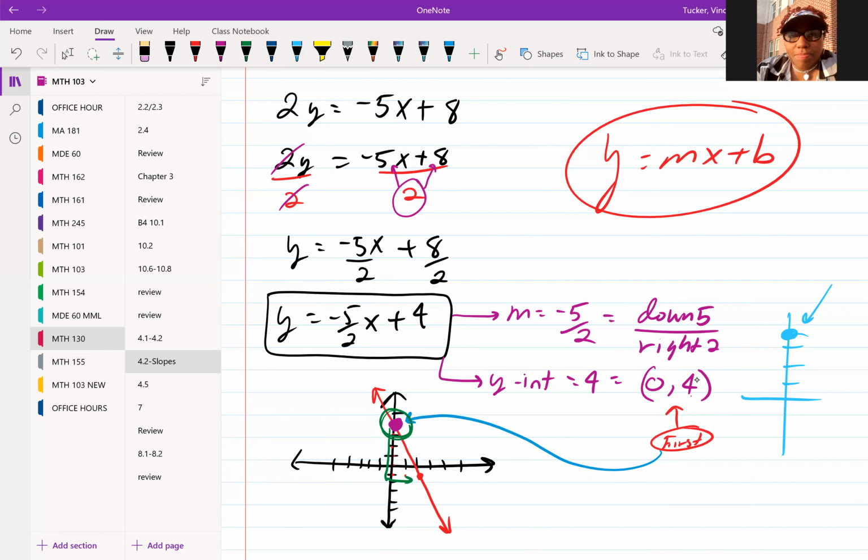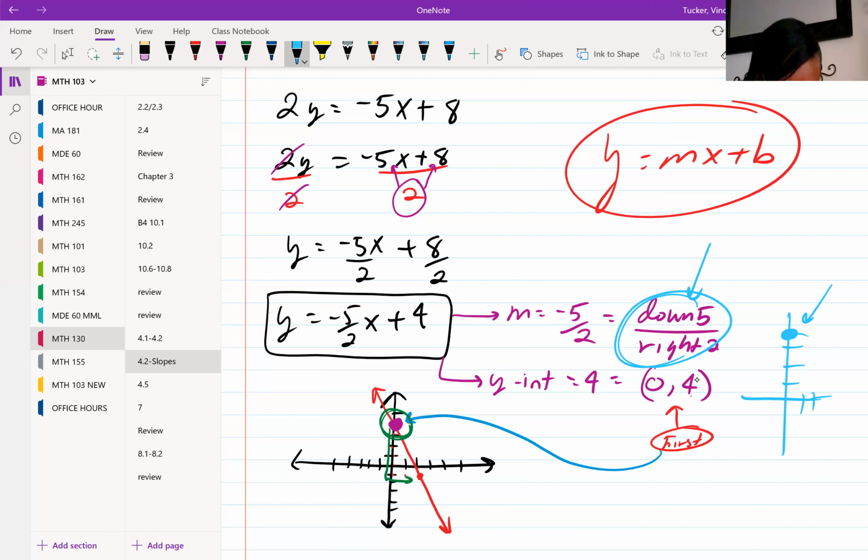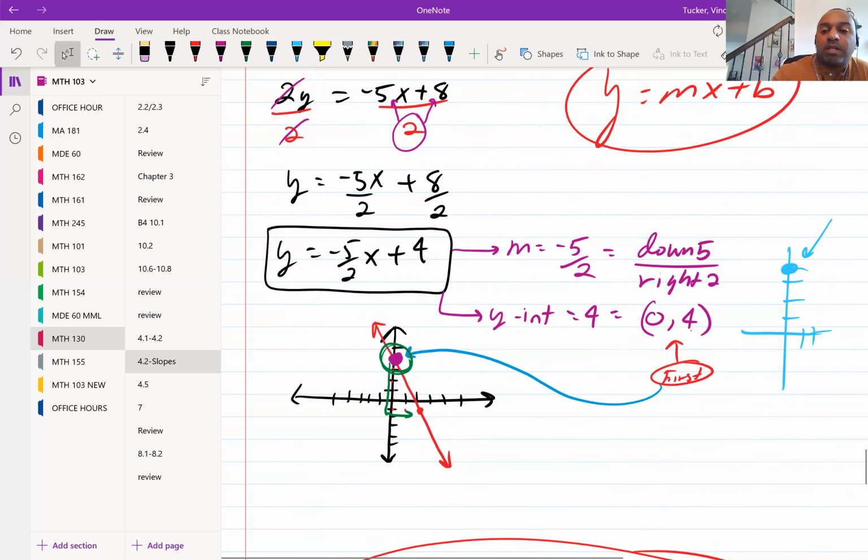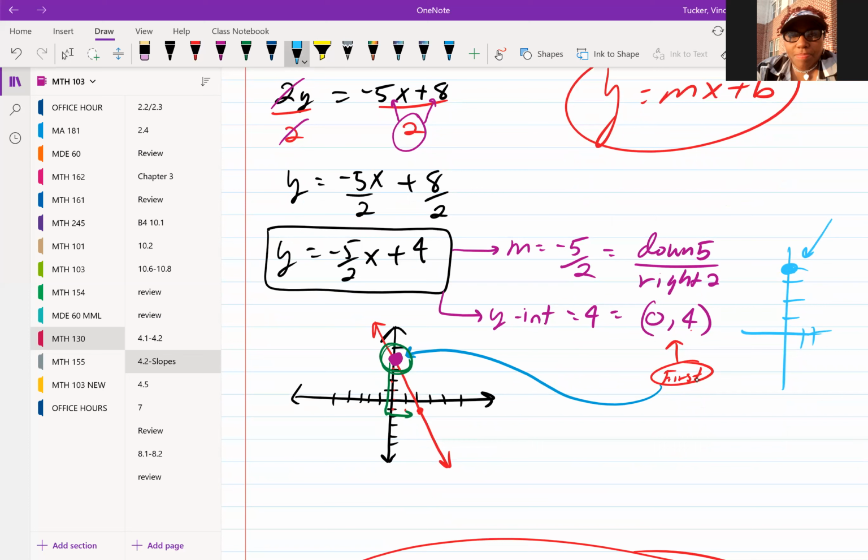Or be a line, I should say. You're breaking up, I didn't hear you. Say it again. Down 2 over 5. No, it's down 5, right 2. 1, 2, 3, 4, 5. So your top number is up or down. Remember, it's rise over run. Down 5, right 2.